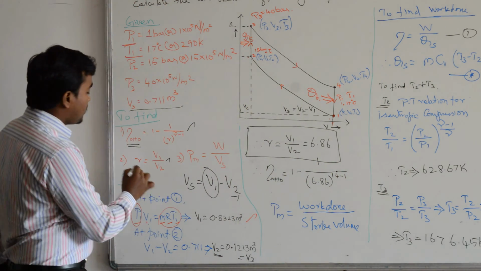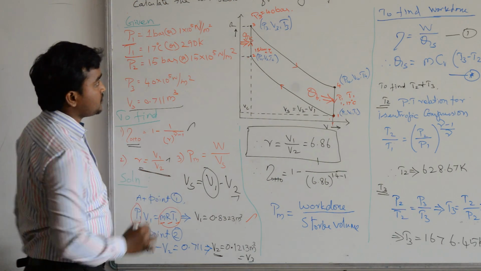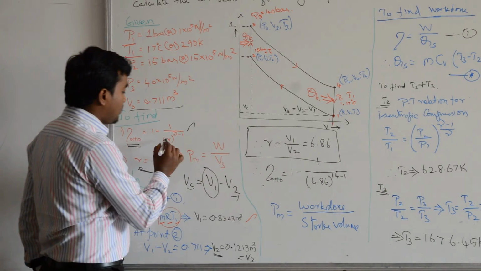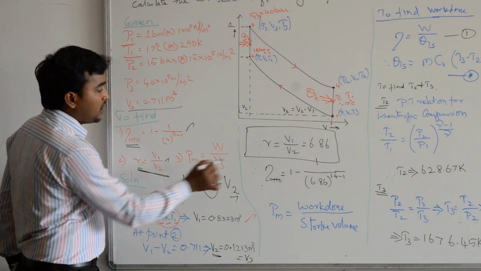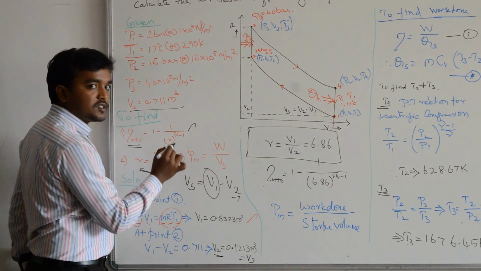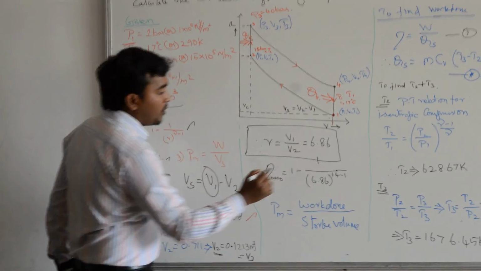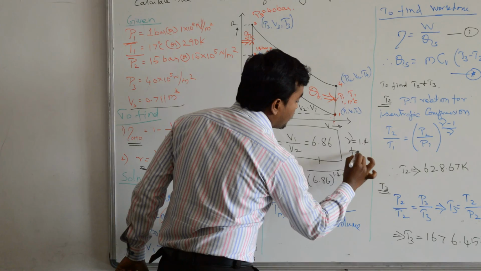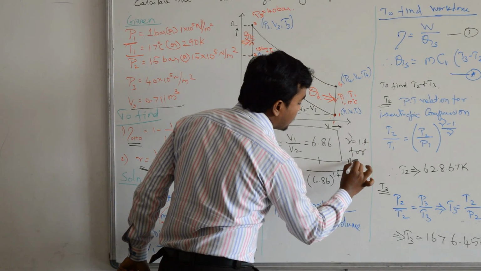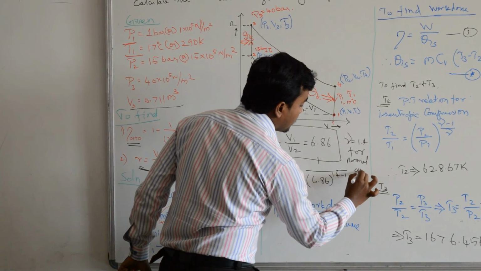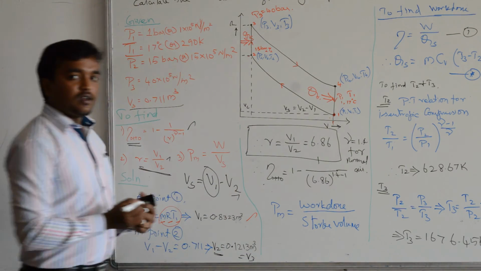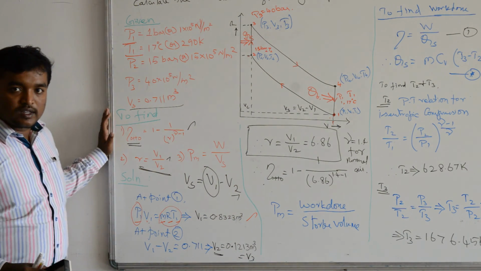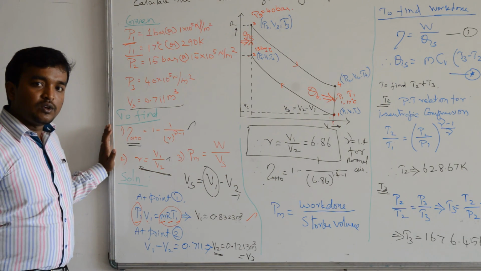They ask for the compression ratio. Then substitute the r value in the efficiency formula. So 1 minus 1 divided by r, where r value is 6.86, power gamma minus 1. Gamma is equal to 1.4 for normal air. So of the three required data, we have found two.